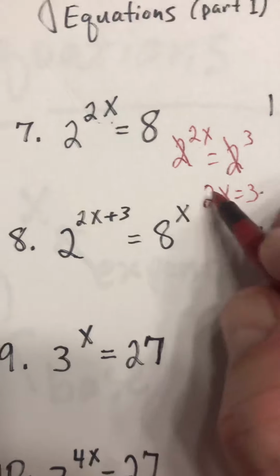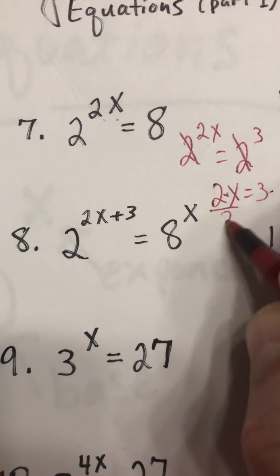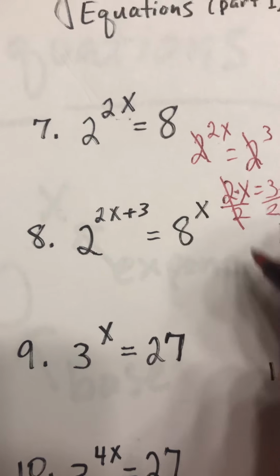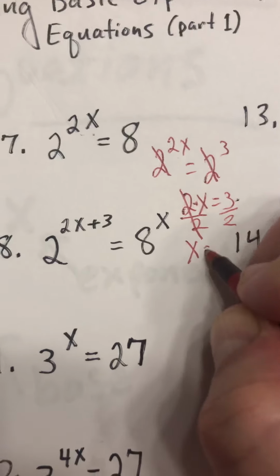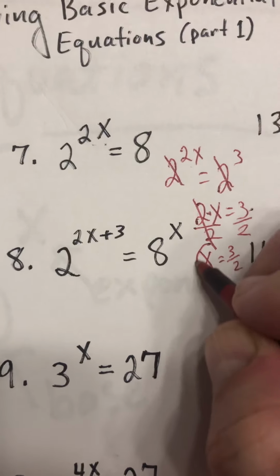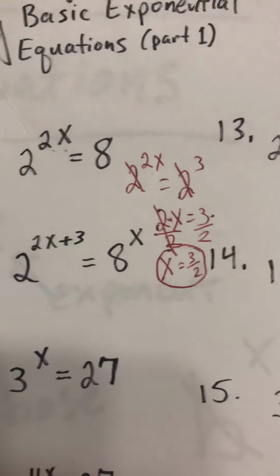So to do that, it's 2 times x. You do the opposite, which is division. These 2's cancel, and then you have x equals 3 halves, or 1.5, or 1 1/2, however you want to put that.